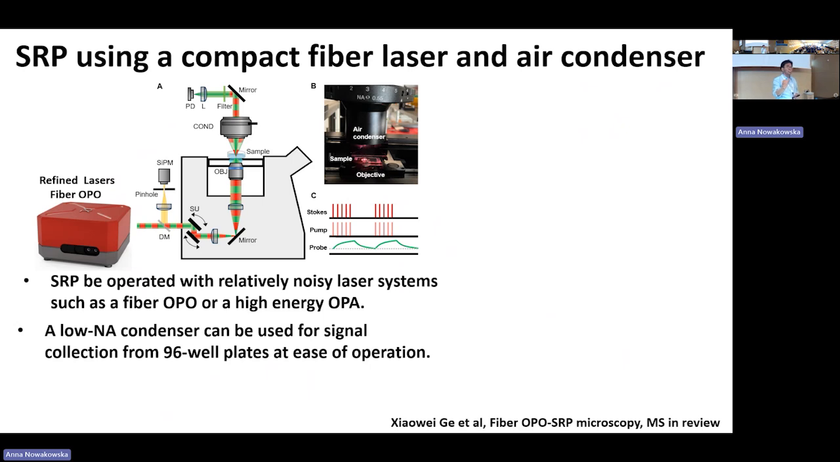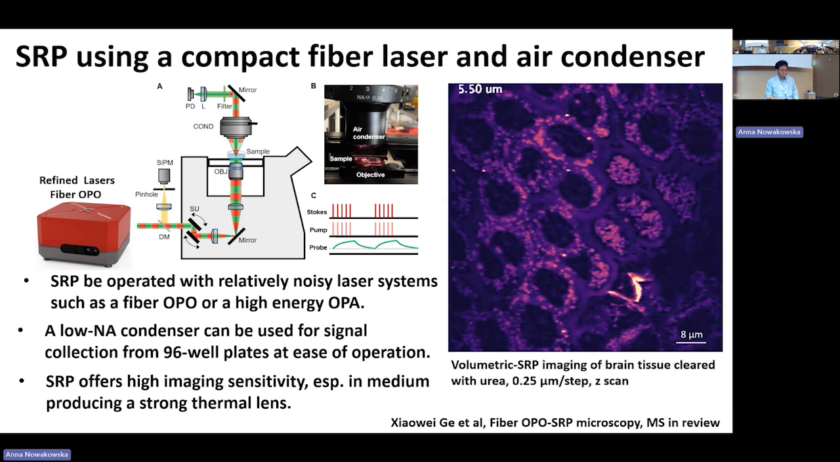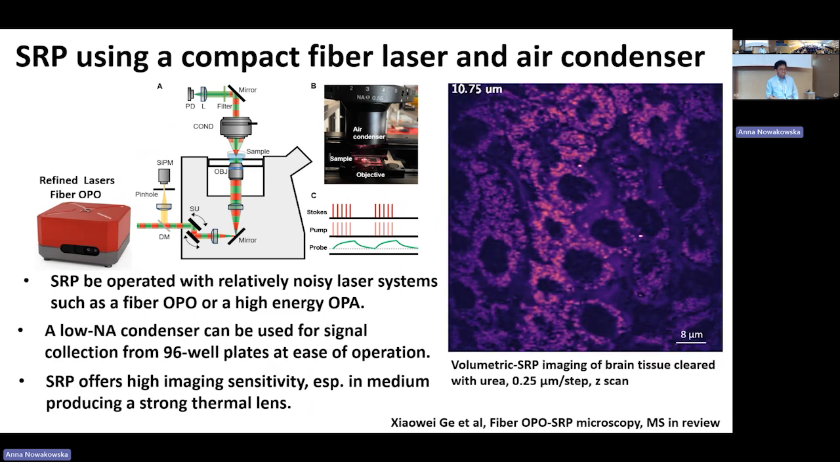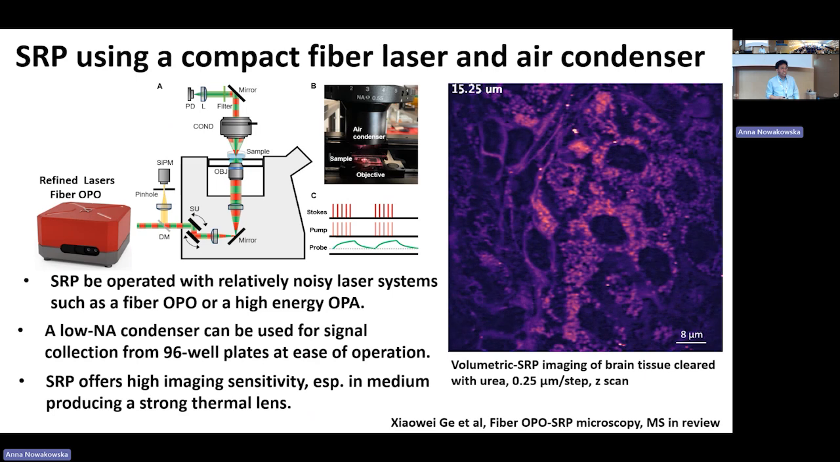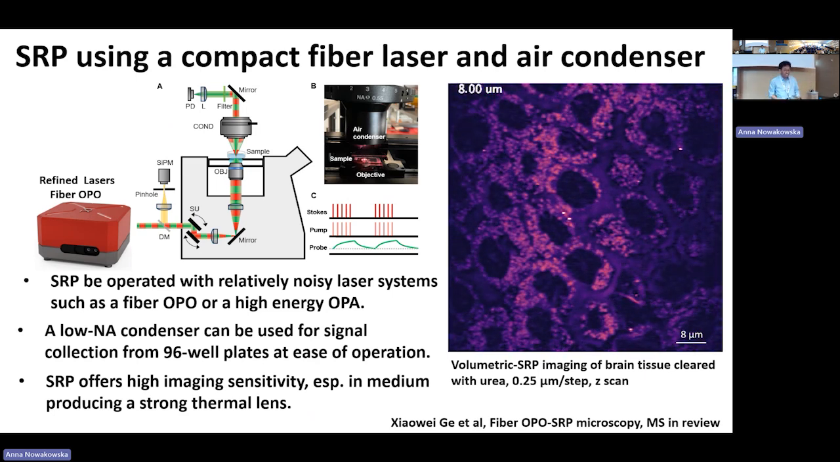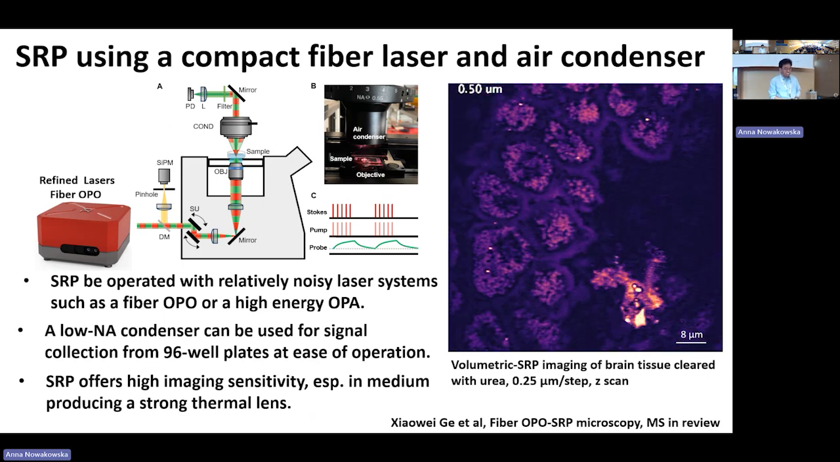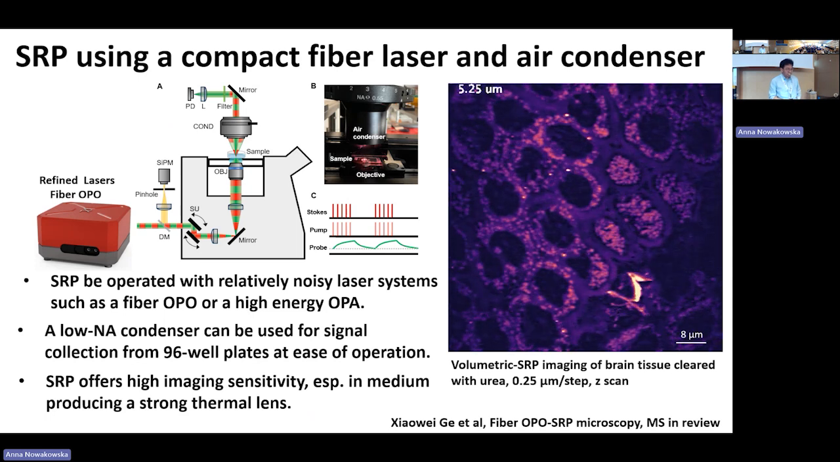You can insert a 96 well plate for high throughput measurement, right? And also with this method, you can further improve sensitivity in a medium that produces a thermal lensing effect. And very luckily, the tissue clearance medium, such as urea or glycerol, actually enhances the signal. So you can clear the tissue and do the photothermal measurement. So in this manuscript, we show that you can image the tissue layer by layer through this tissue clearing medium.